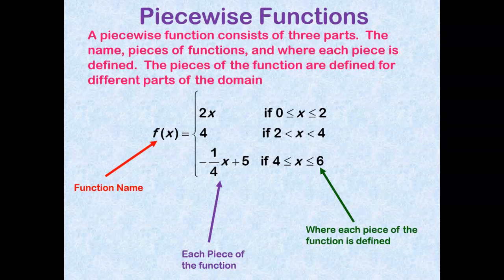So for instance, in this one, the 2x is a linear function with a slope of 2, but the only part of that line you're going to see on the graph are the pieces of the line that fall between 0 and 2. So it takes all three things to be a piecewise defined function.